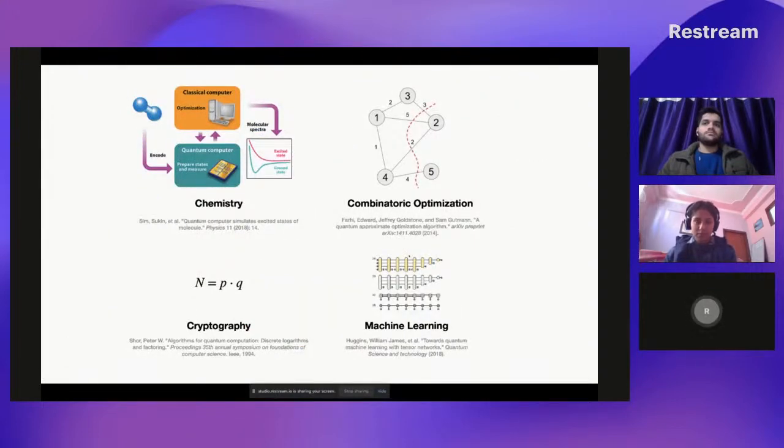What can quantum computing do in the near term? What kind of applications might it have? So there are basically four kinds of applications: chemistry, combinatoric optimization, cryptography, and machine learning. So I'll list four papers here, which are basically the most representative work in different directions.